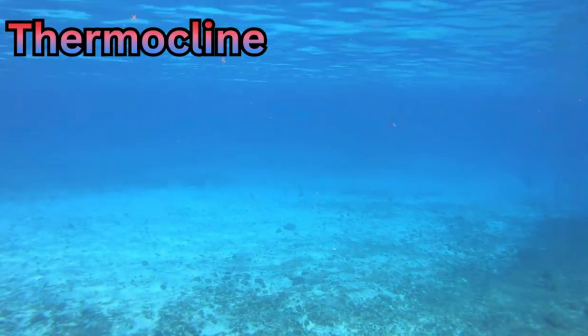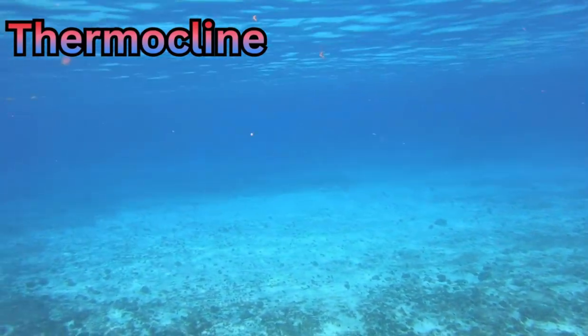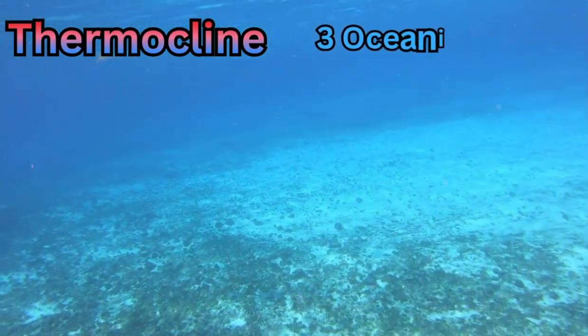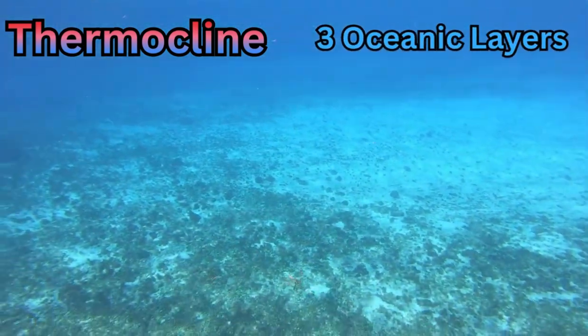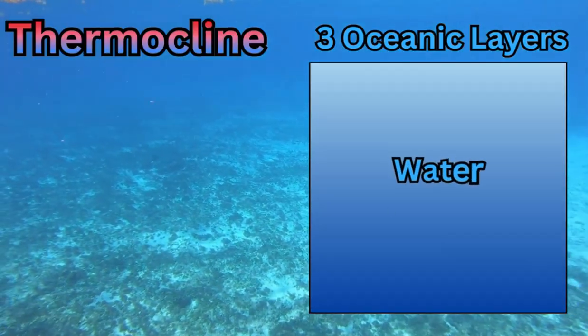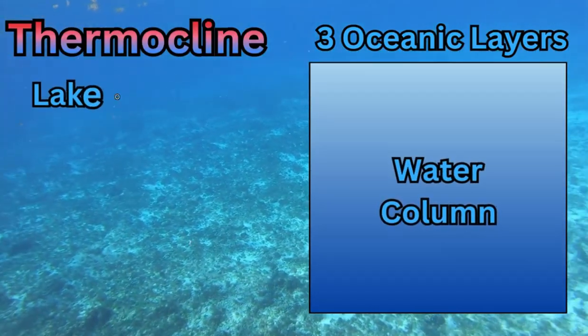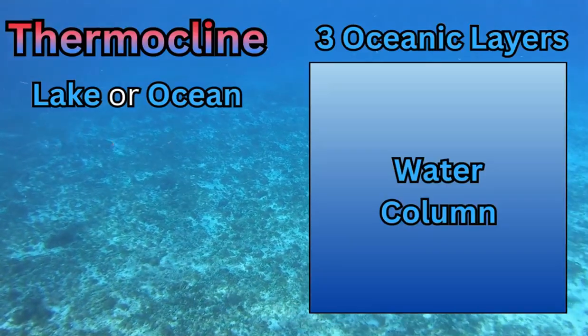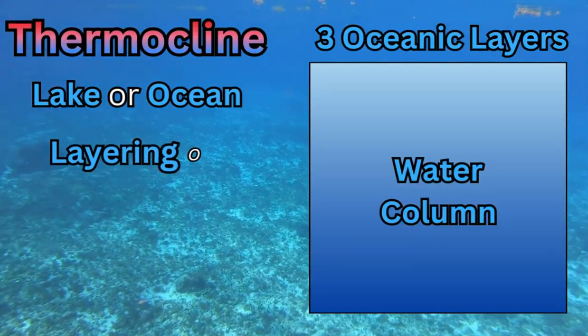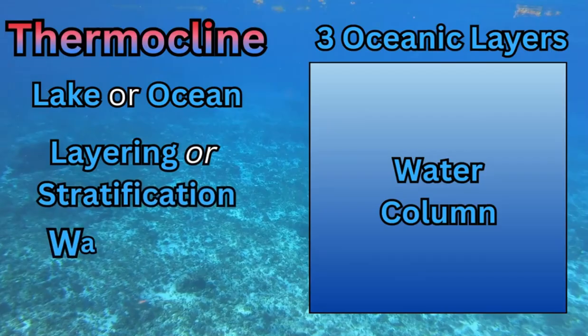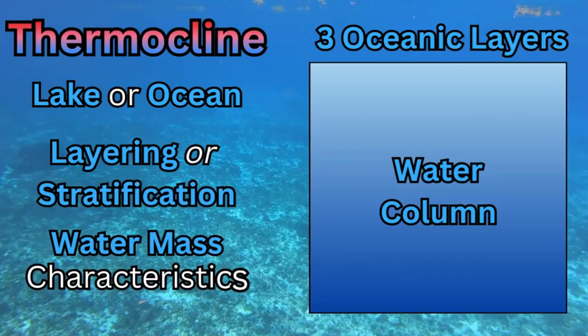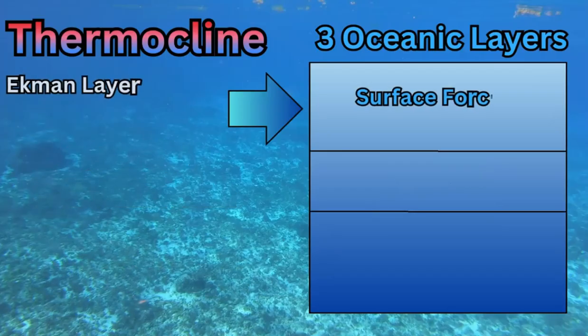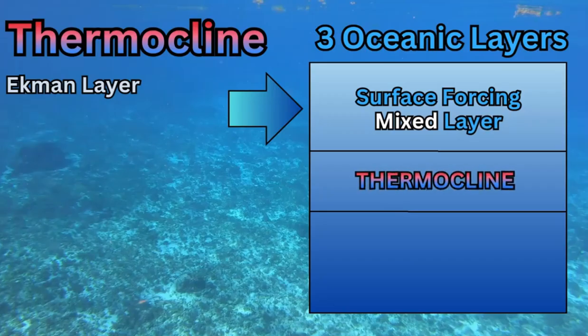When discussing the thermocline, we must first discuss the three main oceanic layers that occur within the water column of a big body of water, a large lake or an ocean, whereby the three layers are separated due to stratification and the layering caused by the characteristics of each layer of water or water mass. The top layer is called the mixed layer, also known as the Ekman layer. The middle layer is the thermocline, and the bottom or third layer is called deep water.